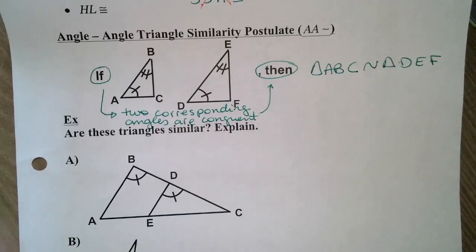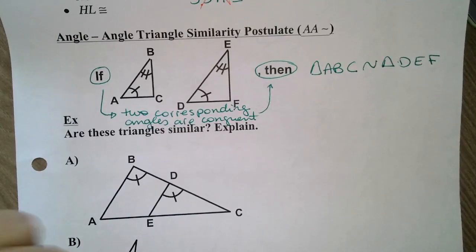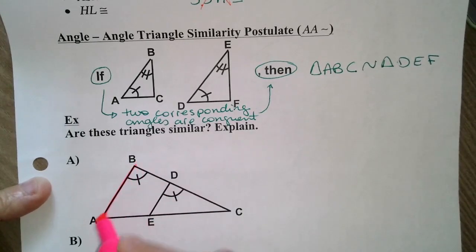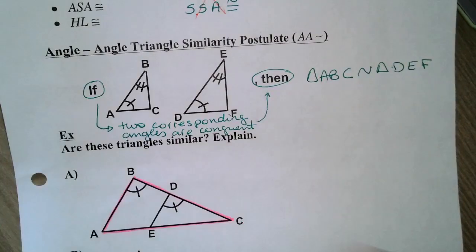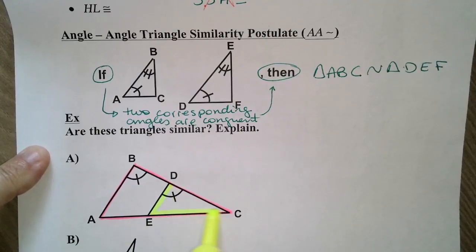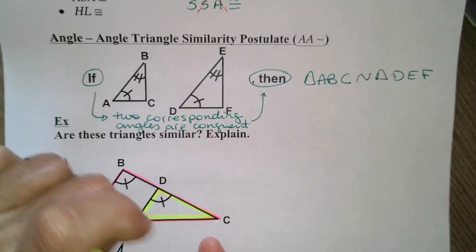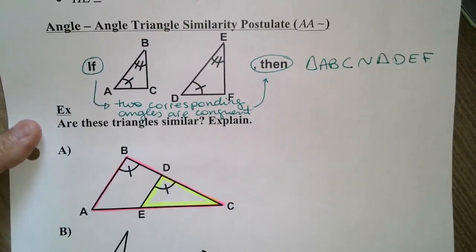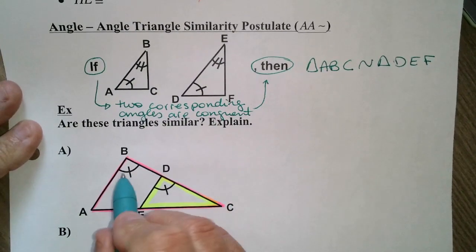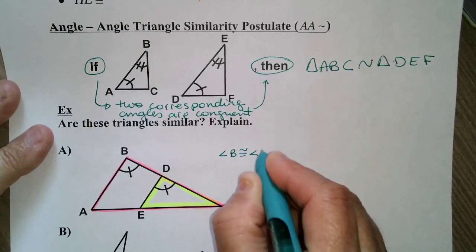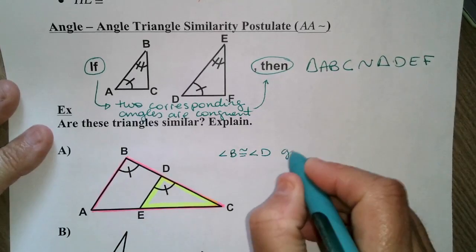Okay, here I have these two triangles, and I want to know if they are similar. So here I have triangle ABC, and I have triangle DEC. Let's see if we can match up two angles, right? That way we can show that they are similar. Well, I already have here angle B is congruent to angle D, right? That's given to us.